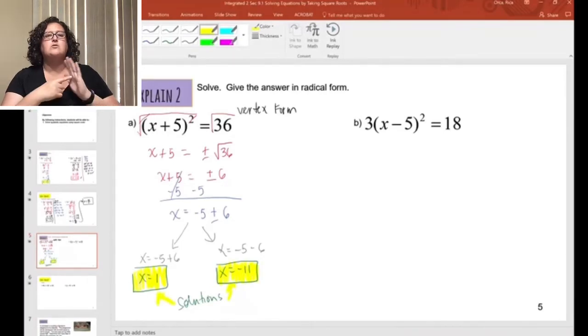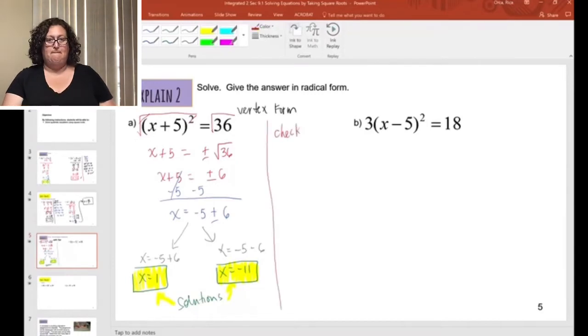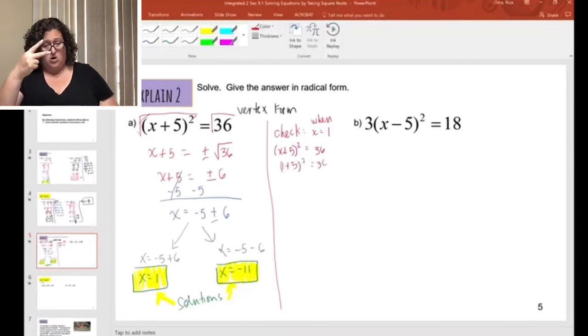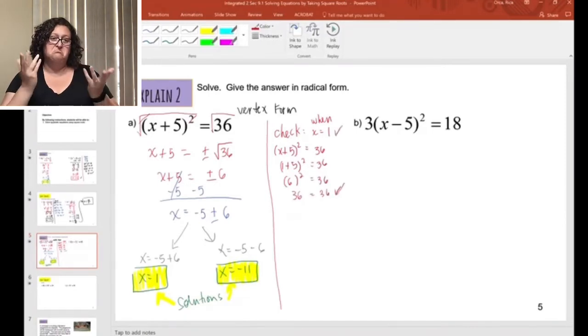Let me show you how to check your work. So let's go ahead and check x equals 1. And remember, we want to take the 1 and plug it into our original equation. The original equation was x plus 5 squared is equal to 36. So that's 1 plus 5 squared, and it's supposed to equal 36. 1 plus 5 is 6, and 6 squared is 36. 36 equals 36. So it does check. x equals 1 is a solution.